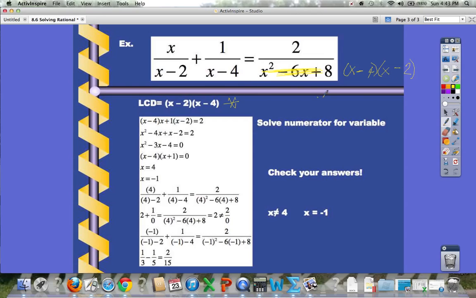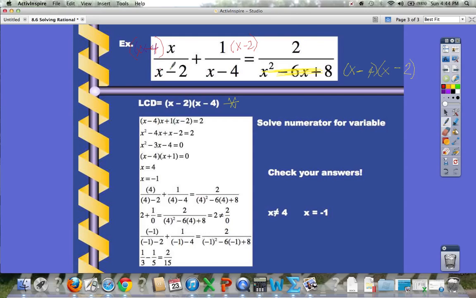That being the case, I need to look at each fraction individually and ask, what do I need to do to make x minus 2 look like the LCD? Well, I need an x minus 4, so I multiply the top by x minus 4. Now look at the second fraction. I have an x minus 4. What do I need to make it look like the LCD? I need an x minus 2, so I multiply the top by x minus 2. Over here, I have the LCD, so I don't have to do anything.